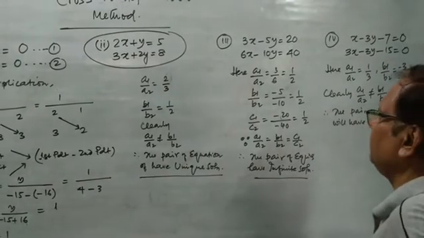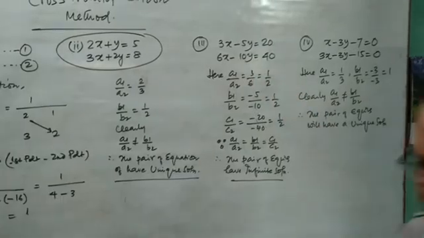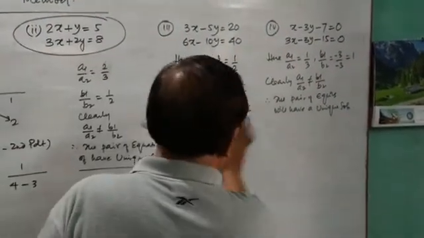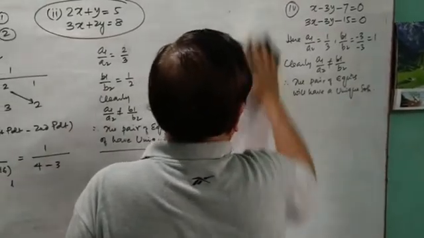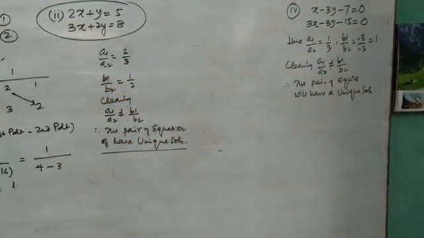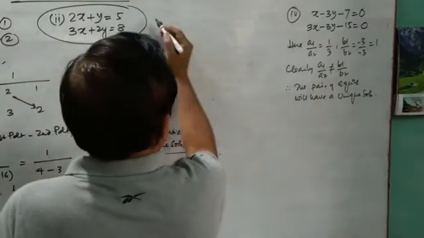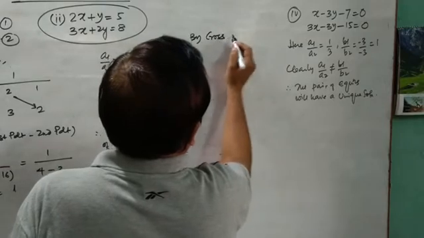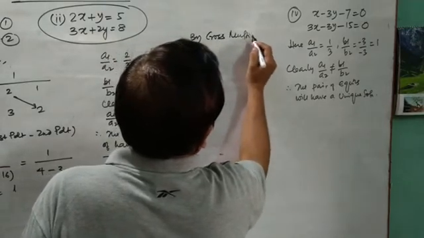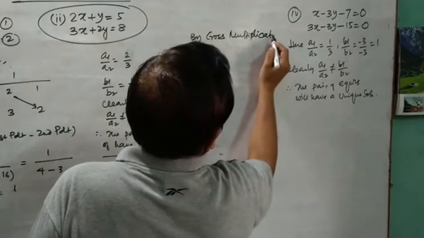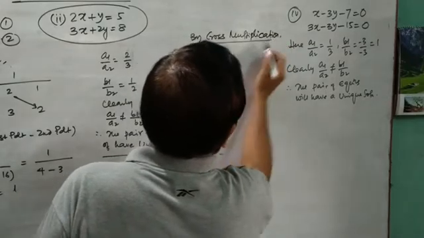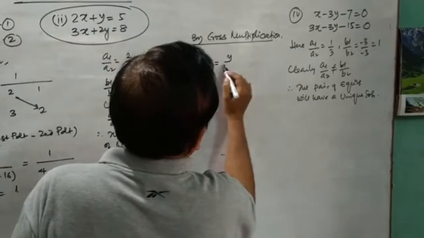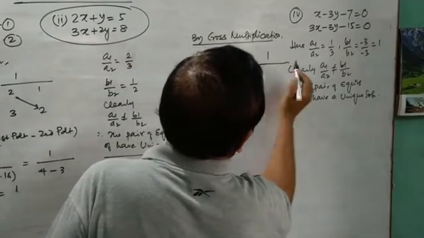See, I can erase this one because question number 3 is not giving you any unique solution. So I am erasing this one. I will solve question number 4 over here. By cross multiplication, again we will write by cross multiplication. Again, students, as I told you, x divided by, y divided by, and 1 divided by.